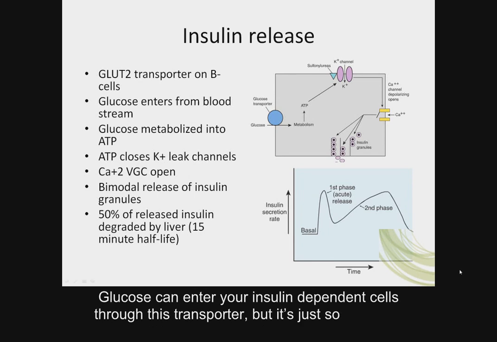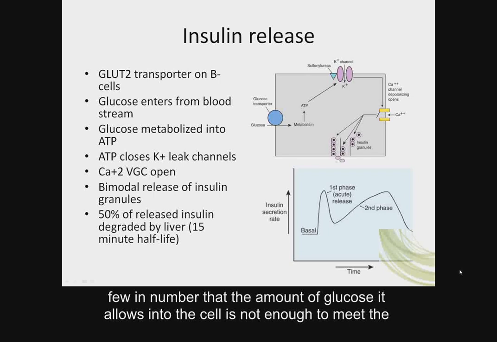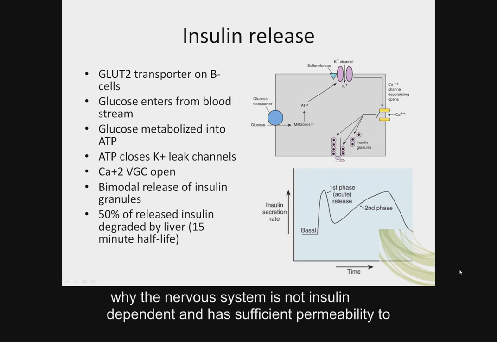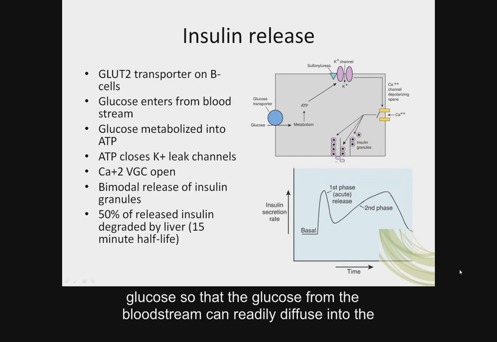So hear me on this. Glucose can enter your insulin-dependent cells through this transporter, but it's just so few in number that the amount of glucose it allows into the cell is not enough to meet the cellular needs. GLUT1 is present in high abundance in nervous tissue, and that's the reason why the nervous system is not insulin-dependent and has sufficient permeability to glucose so that the glucose from the bloodstream can readily diffuse into the neuron.